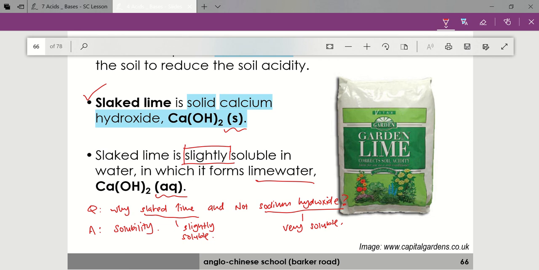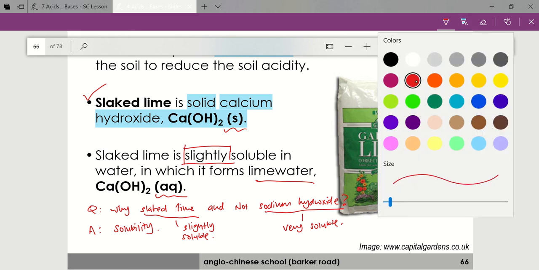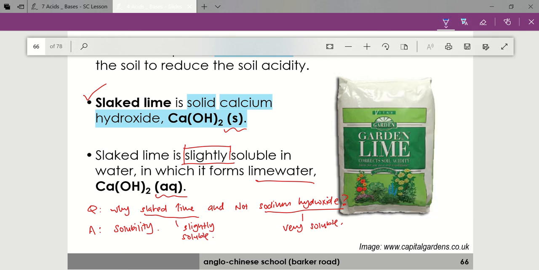However, on the other hand, if we use sodium hydroxide, because it is very soluble, it will immediately affect the pH of the soil, not just to the optimal pH, but it will exceed the optimal pH and make it become very alkaline, very basic, about pH 13 or 14.